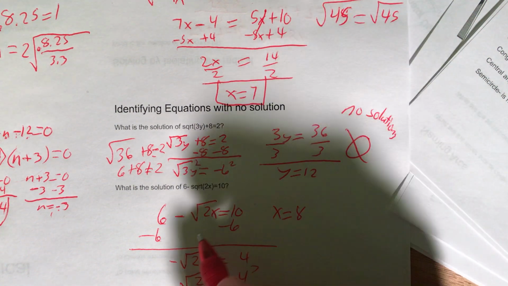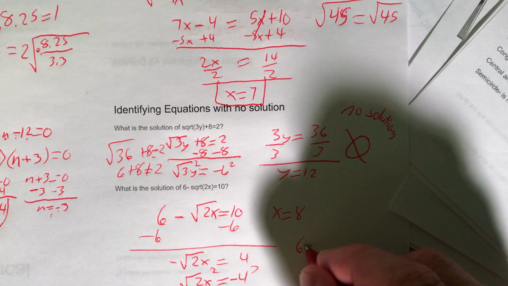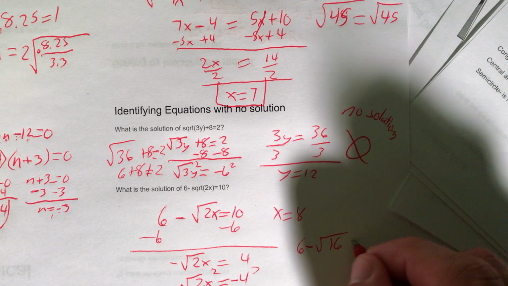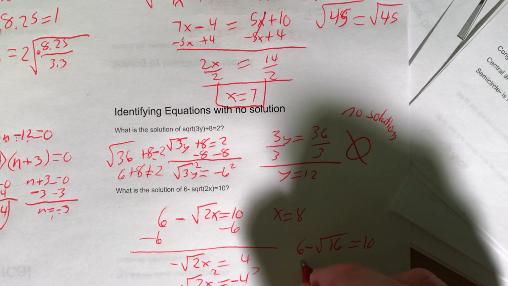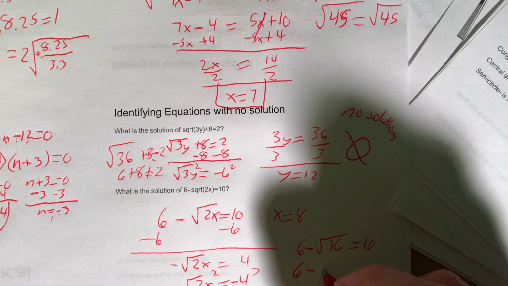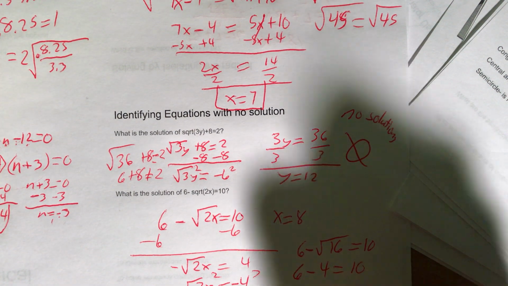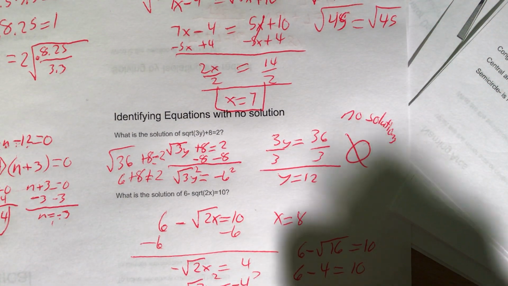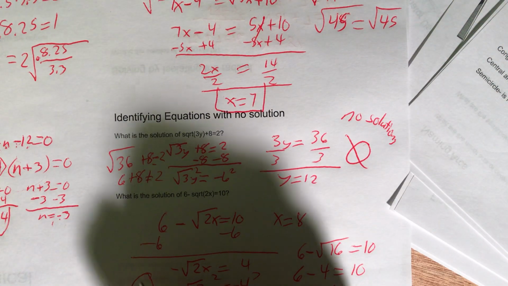Okay, you put that in there. You're going to get 6 minus the square root of 16 equals 10. So you're going to get 6 minus 4 equals 10. Well, that's going to get you 2 equals 10. That is not true. So this is another no solution.